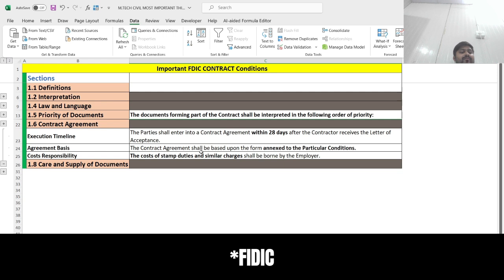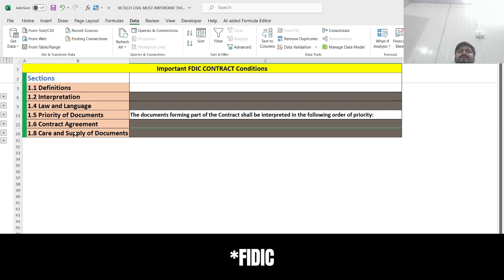And what will be the cost responsibility for all the things done at the beginning, whether it is the contract agreement or the letter of acceptance? The cost for the stamp duty and other charges will be borne by the employer itself. At that time, the contractor will not be bearing any cost. Now let's see the care and supply of the documents.